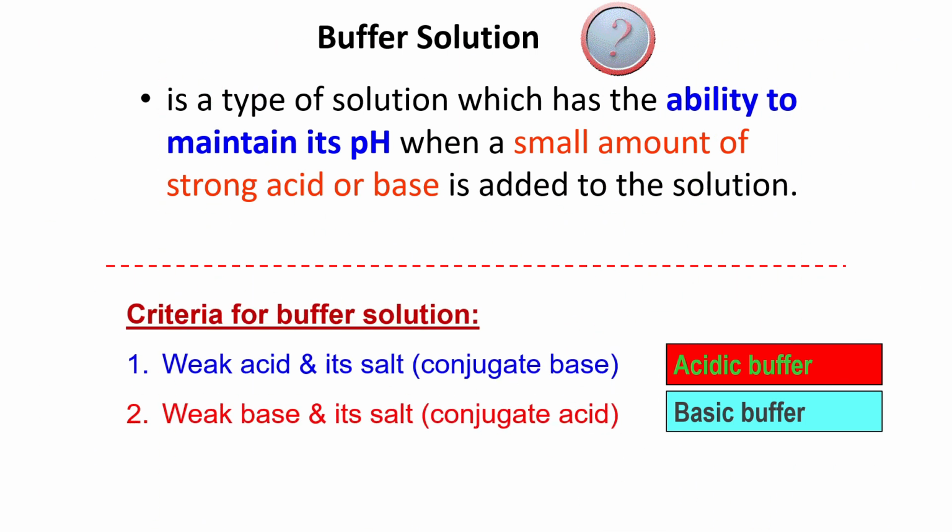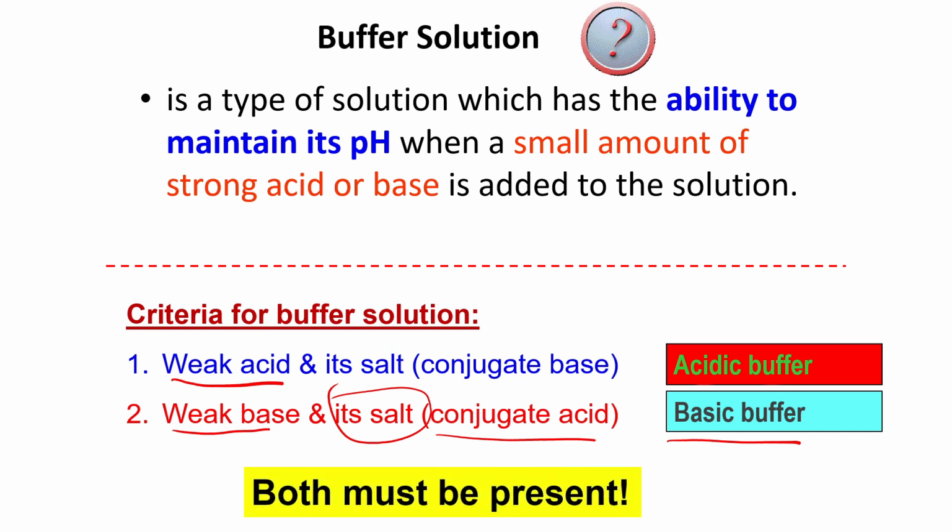So kriteria ataupun ciri-ciri untuk buffer solution. First one, kita ada dua jenis buffer solution, iaitu kita masukkan weak acid dan juga garam dia, iaitu conjugate base. So this one is known as acidic buffer solution, or the second one is weak base, okay, and its salts, iaitu its conjugate salt yang dipanggil basic buffer solution. Kalau kita gunakan weak base, so it is basic buffer solution. If we use weak acid, it is acidic buffer solution.